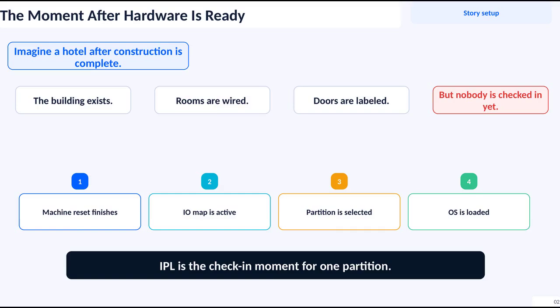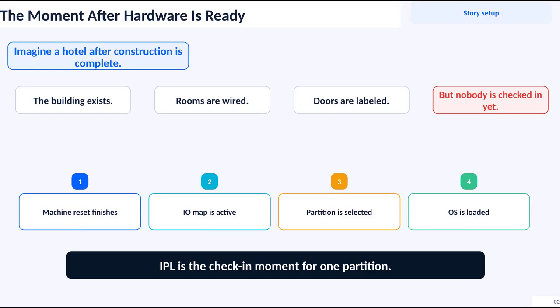A simple way to understand IPL is to imagine a hotel. Initial machine load is like finishing the building setup for the day. The electricity is on, the rooms are ready, the elevators work, and the security system knows every allowed path. But an empty room is not yet doing anything useful. Someone still has to check in.